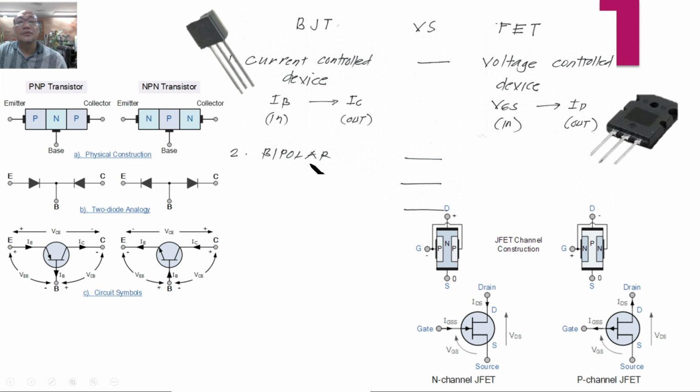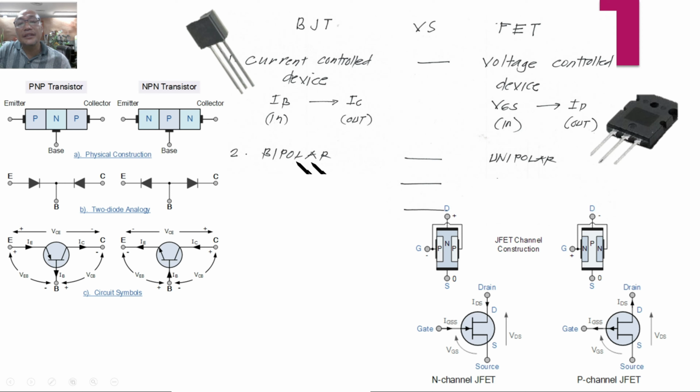Number 2, we say that a bipolar junction transistor is bipolar, whereas the field effect transistor is unipolar. Field effect transistor is considered to be unipolar because that part of our transistor where the current will flow is a single material. It's either N or P. This material connects the drain and the source.